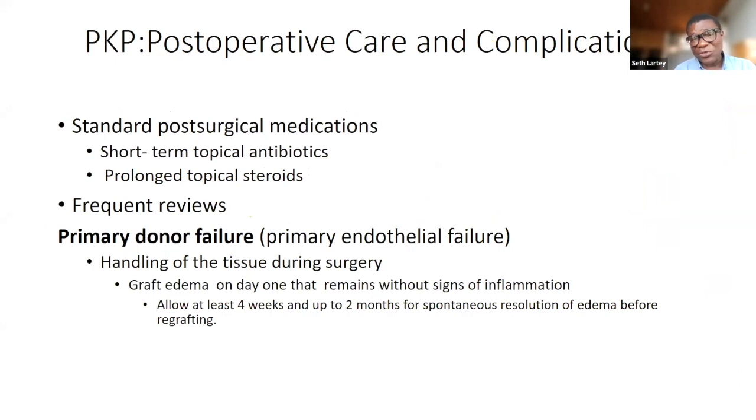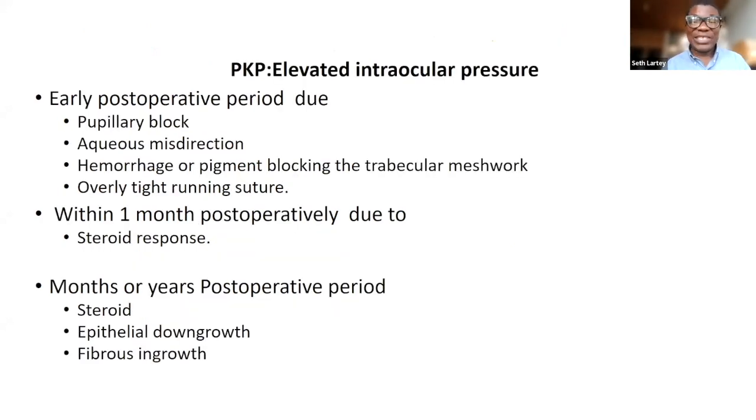You may find out that the tissues just fail, called primary donor failure, bad tissues, perhaps due to handling or breaking of the cold chain. And here you see that the graft is edematous on day 1, and there's not much inflammation in the patient's anterior chamber. So in such cases, you want to allow 4 weeks, maybe 2 months, and see if there will be spontaneous resolution before you go in and regraft. In quite a few instances, when they have primary graft failures, the host endothelium may compensate, and the cornea may clear up. So you want to wait a little bit.